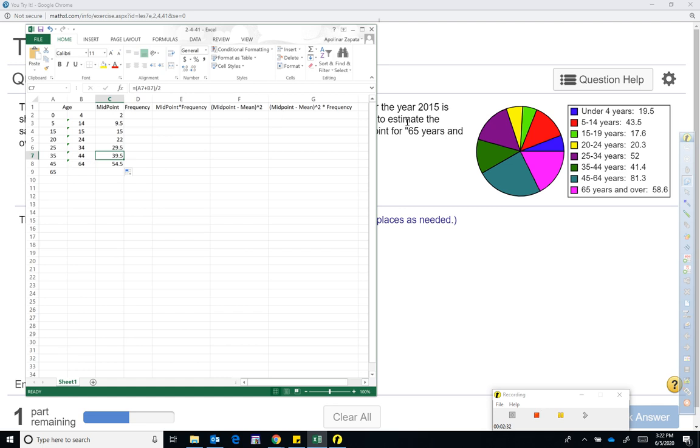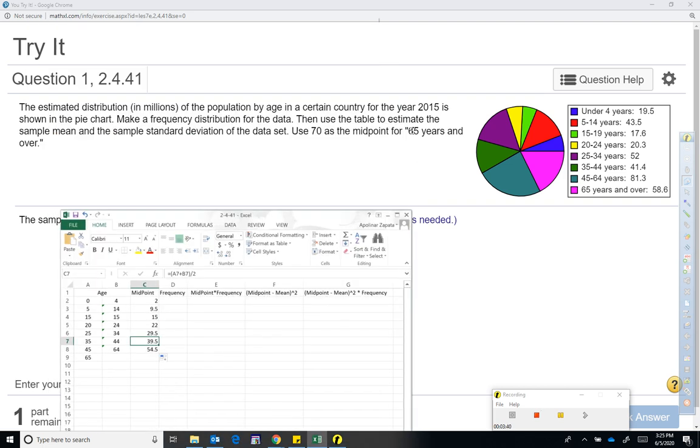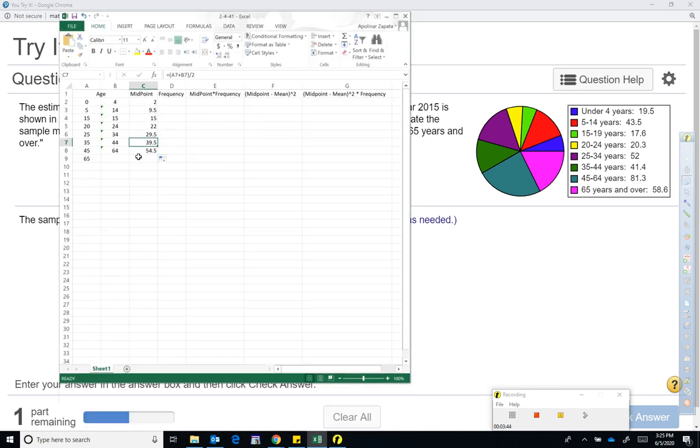And for the last class, 65 and over, it is suggested to use 70 to represent that midpoint. So here is going to be 70. Now the frequencies, let me enter these values over here. For the first class, the frequency is 19.5. For the second class it is 43.5, then 17.6, 20.3, 52, 41.4, 81.3, and lastly 58.6.